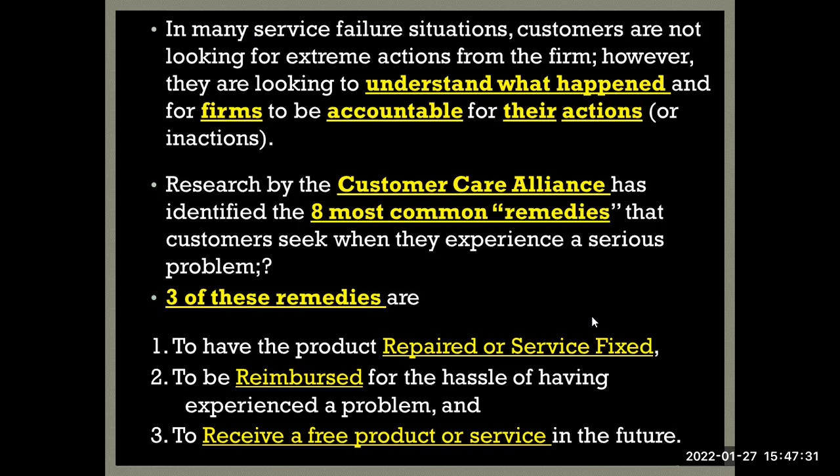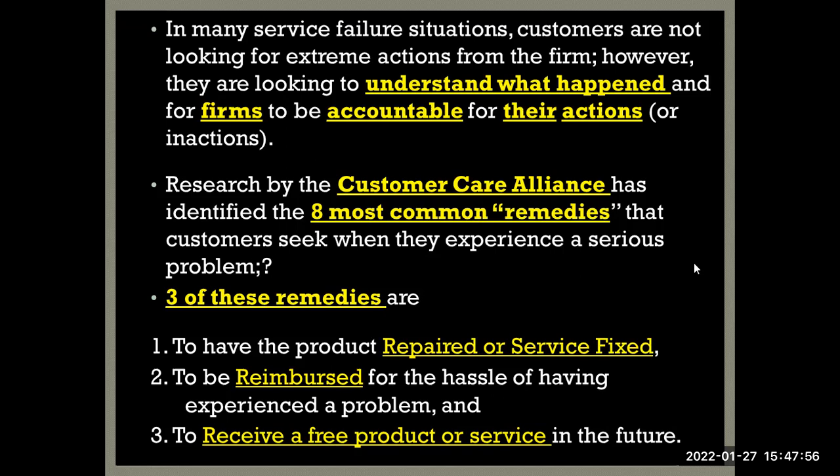Next is to be reimbursed for the hassle of having experienced a problem. So they want their money back. Then third is to receive a free product or service in the future. So they want some compensation in the future. If they do not want their money back, they want some product or some service free of cost to compensate for that service failure.